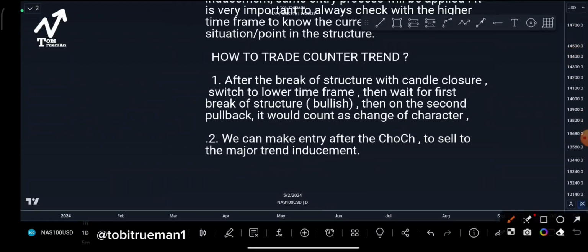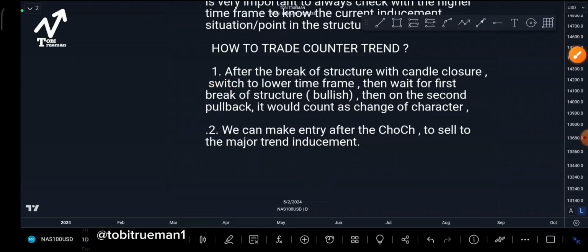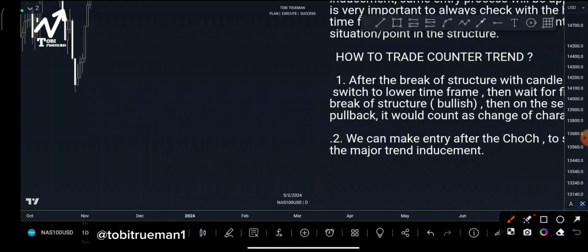Now, how do you trade counter trend? These are the things you need to know. After the break of structure with candle closure, switch to the lower time frame, then wait for the first bullish break of structure. Then the second pullback would count as the change of character. We can make entry after the change of character, which is that second pullback, to sell to the major trend inducement. This is what I'm talking about.